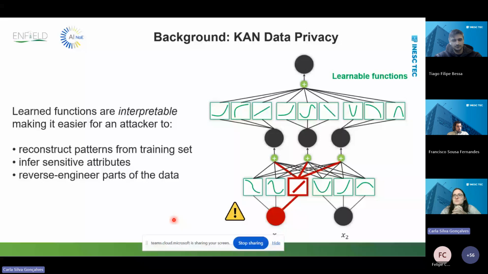Now, they can seem to have really nice properties, but what about data privacy? That is our concern.